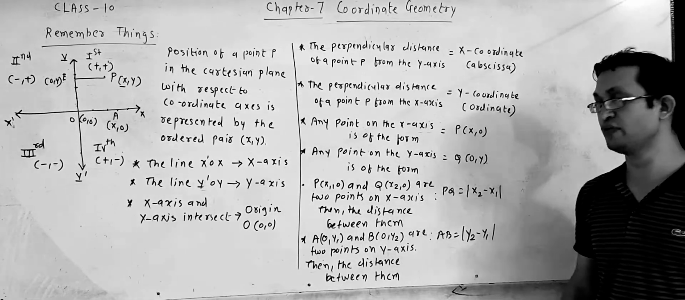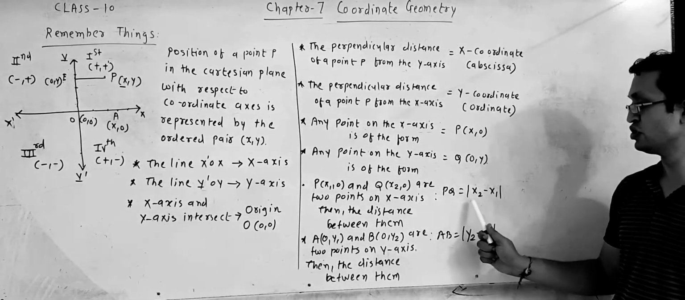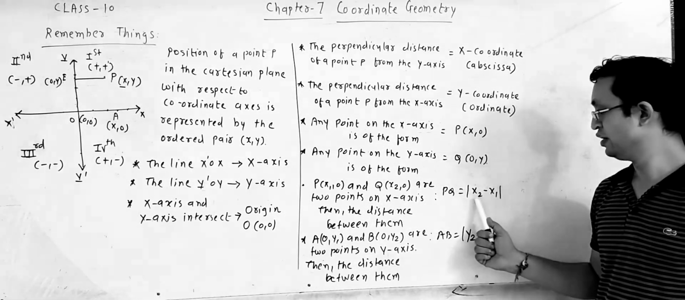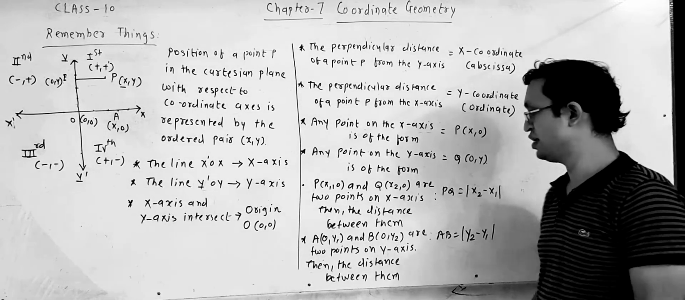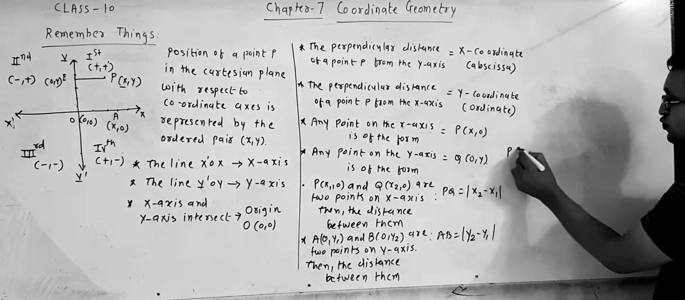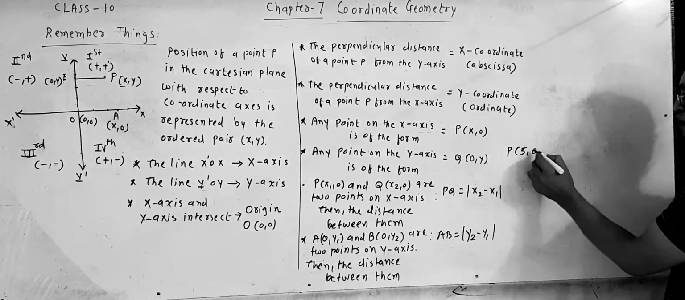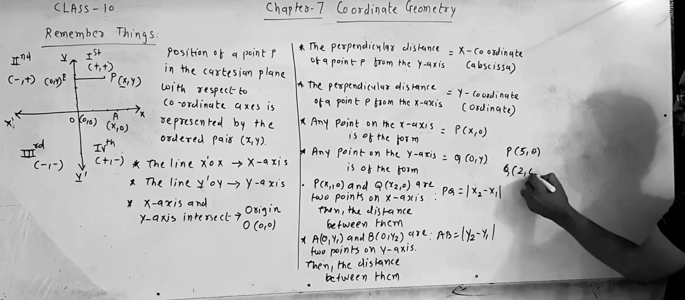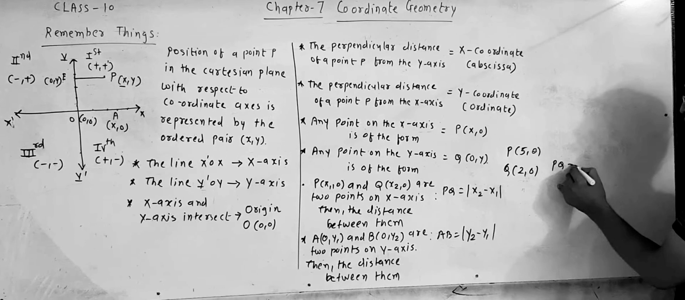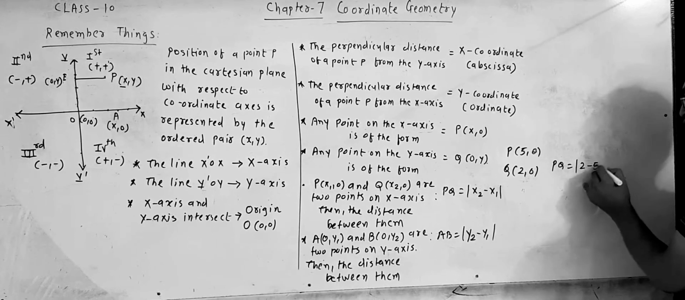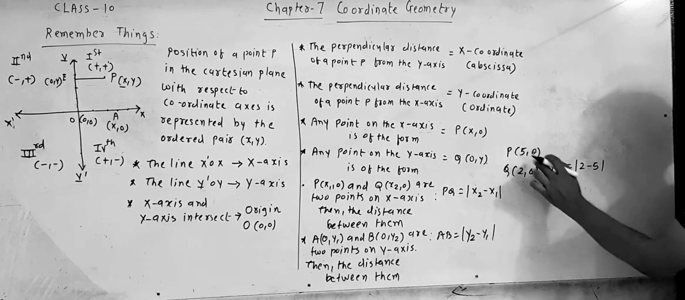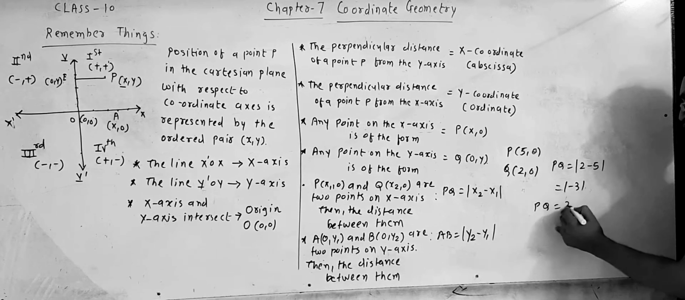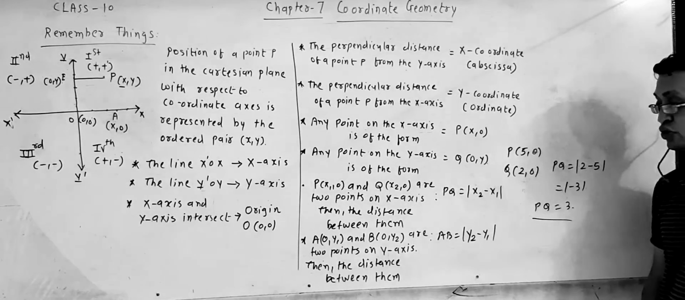Then the distance between them, PQ, is always the magnitude, meaning the distance is always positive: |x2 minus x1|. Suppose point P is (5, 0) and point Q is (2, 0). The distance between P and Q is 2 minus 5, that is x2 minus x1, which is negative 3, but distance is always positive, so PQ is equal to 3 units.